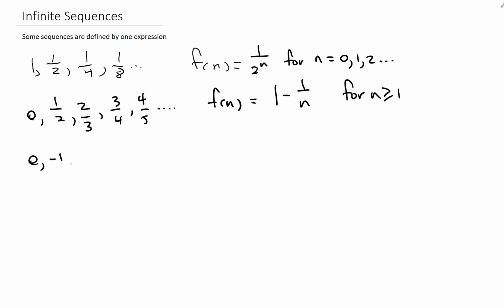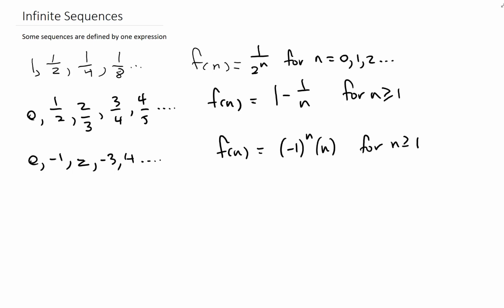Or you could just have a sequence that alternates, like -1, 2, -3, 4, and that continues. And this could be an expression where you have a -1 to the n that controls the switching from positive to negative, and then just the n value. And again, this is for n greater than or equal to 1. So these are some types of infinite sequences that can be expressed with just one single expression.